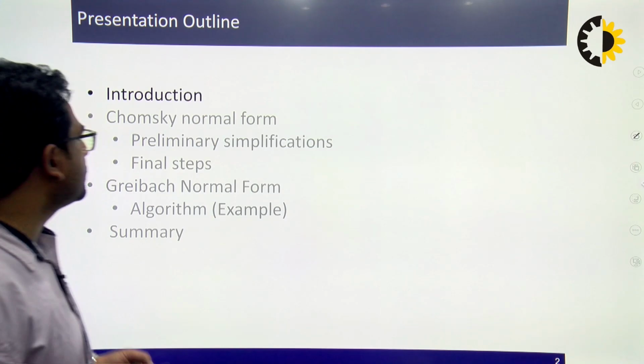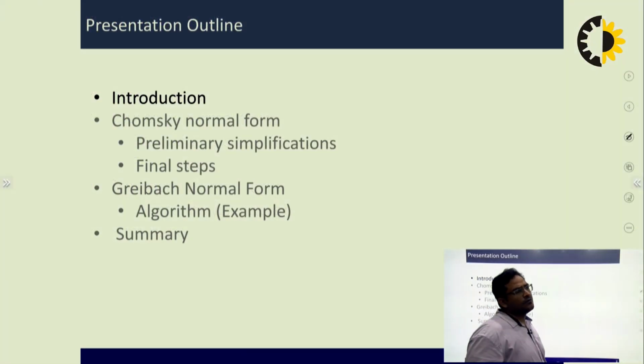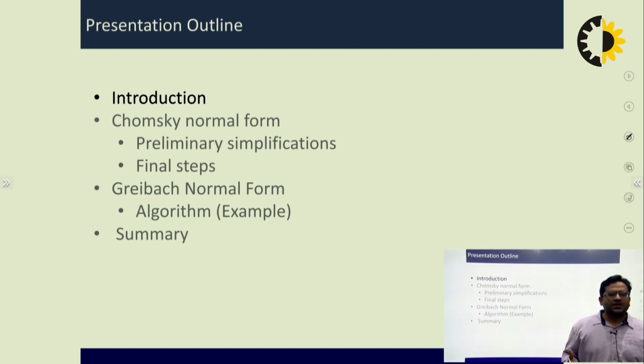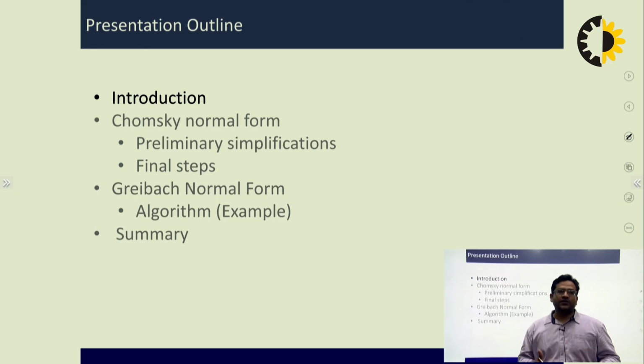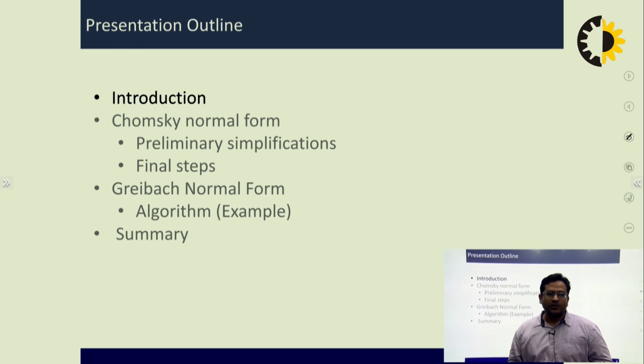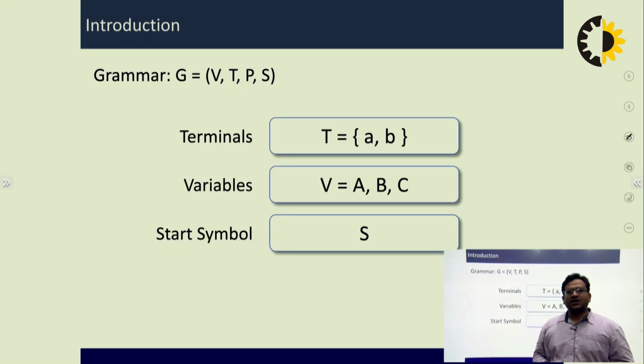First of all, we discuss the introduction: what is a context-free grammar, which we are going to convert into a normal form. Then we will understand what Chomsky normal form is and how we can convert a context-free grammar into Chomsky normal form. After that, we can go for the Greibach normal form. So step by step, we initially understand what a context-free grammar is.